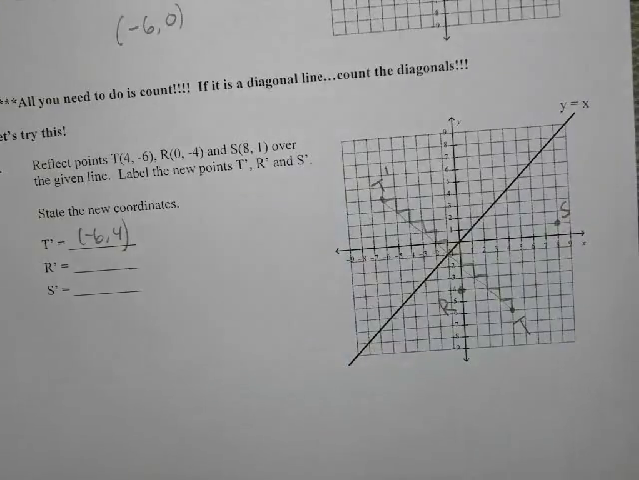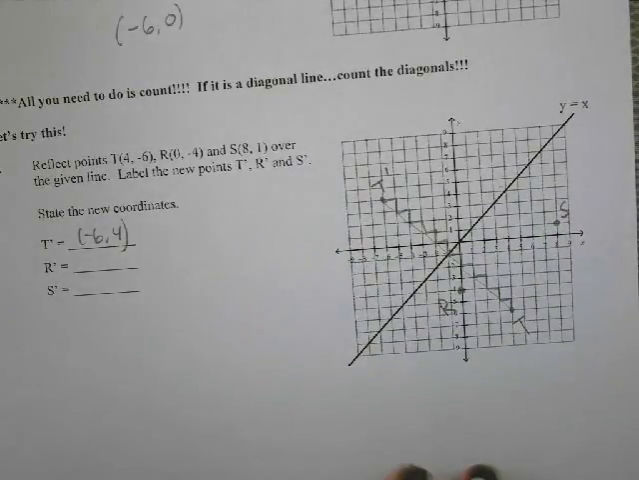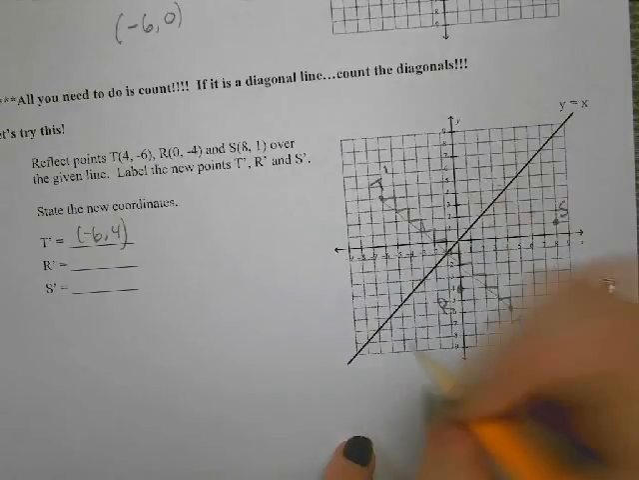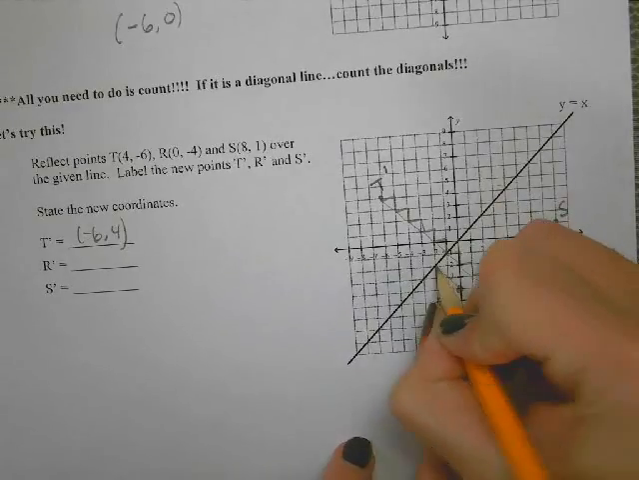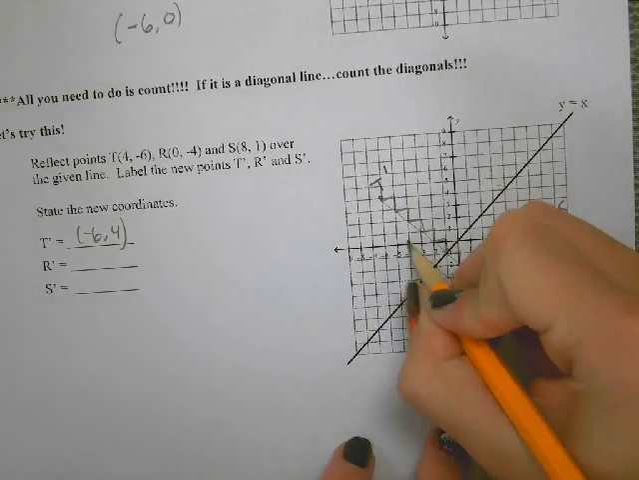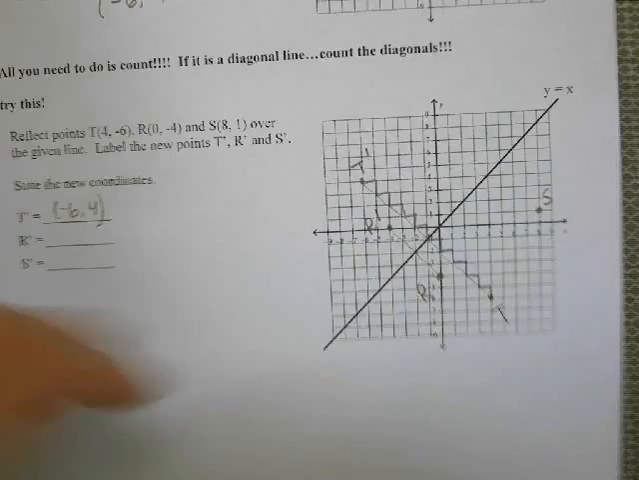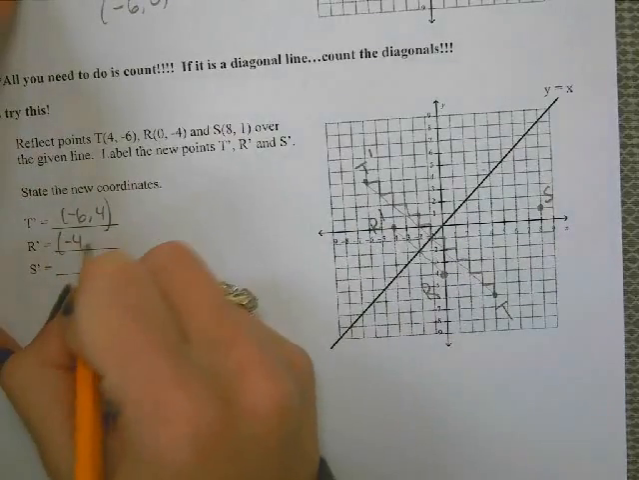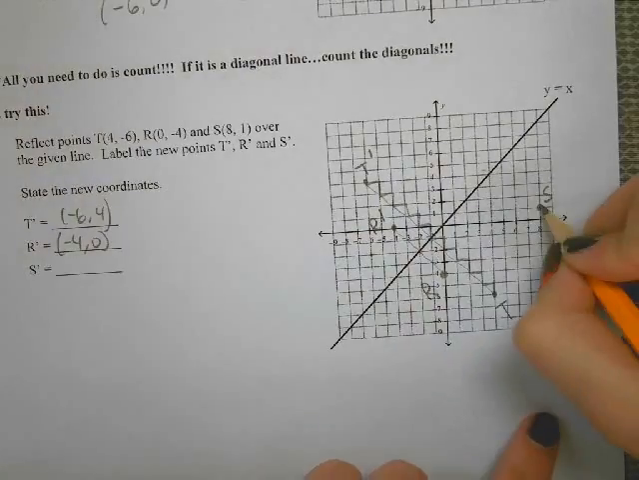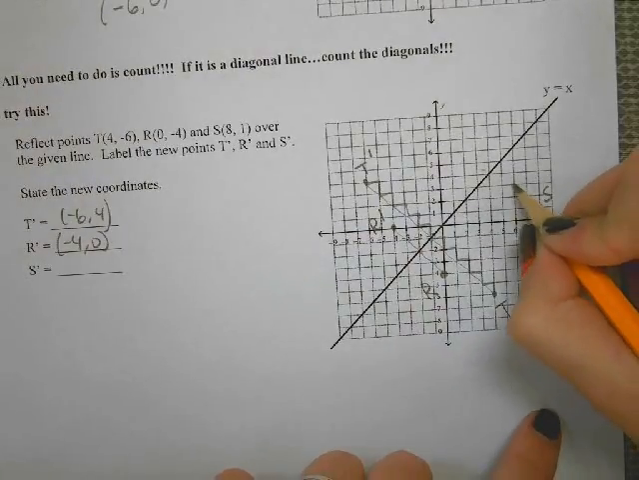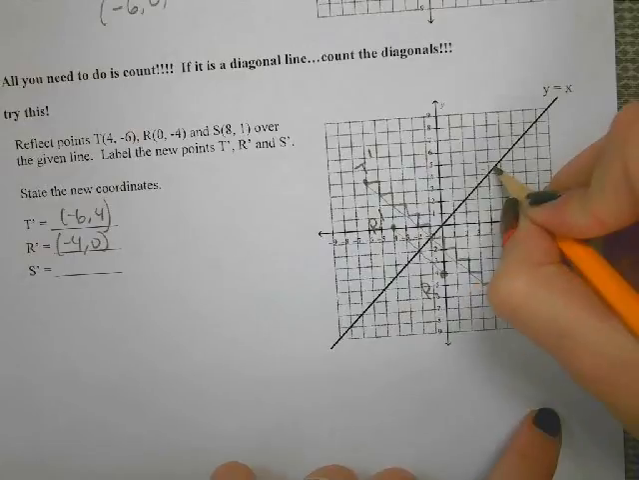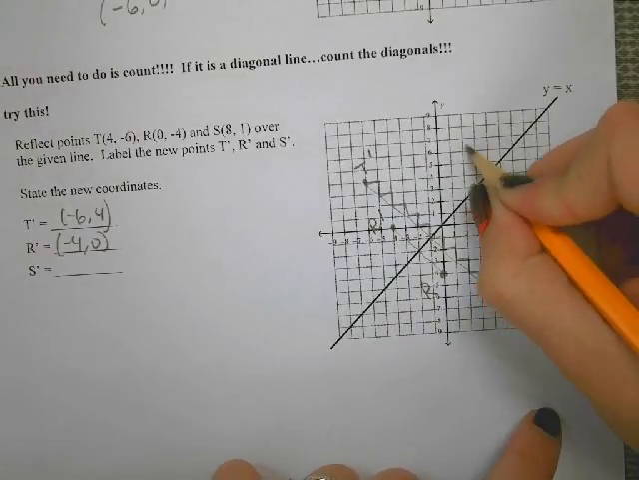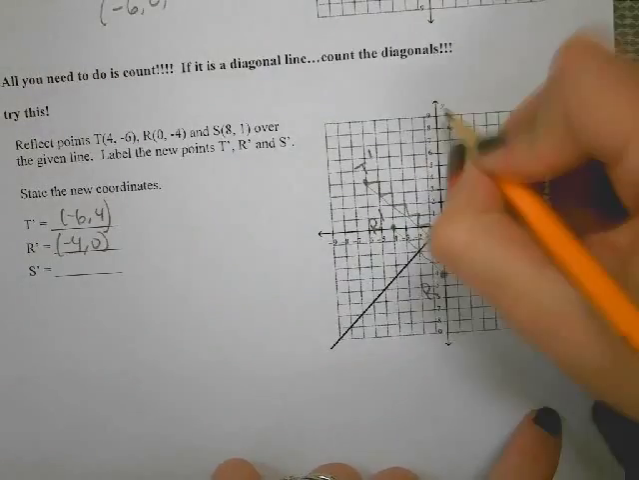Next is R. So 1, 2 in, 1, 2 in. It's R prime. That's at -4, 0. And then S is 1, 2, 3 and a half in. So a half, 1, 2, and 3 would be S prime. So that's 1, 8.